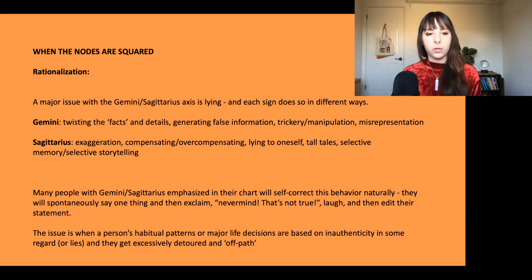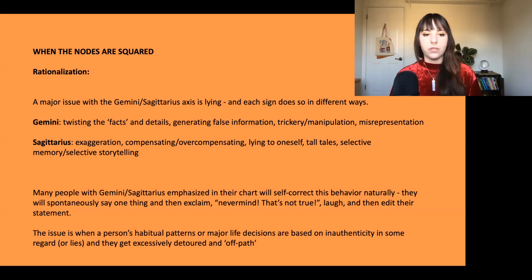And I've noticed that people with Gemini and Sagittarius emphasized in their chart, or third house, ninth house, can often just self-correct their behavior naturally. Like they will spontaneously say a thing and then immediately after say, wait, that's not true, and correct it. There's so many different ways of looking at situations and so many different corners of memory that it just kind of happens sometimes that we think or say something and we're like, wait a minute, that isn't true. What about when we don't examine those things though, and we just build and build and build on top of those things? That's where this becomes a lot more of an issue.